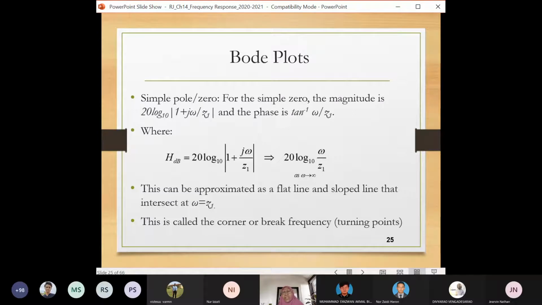So the zeros and poles become a cut-off frequency, or the turning point. We call it turning point. Cut-off frequency is more in reference to a filter circuit. So here we call it turning point. So the zeros and the poles become the turning points or the break frequency.